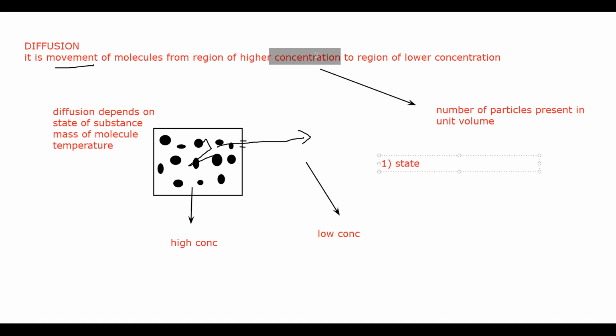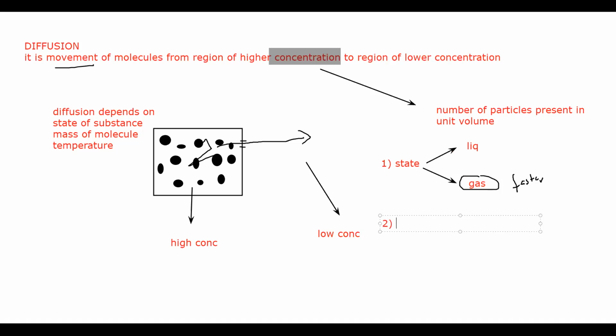If you have the state, solid does not diffuse, so you are having two options only, two choices. Either it can be a liquid or it can be a gas. Which one do you think will diffuse faster? Gas. Gases will diffuse faster because the particles are far away from each other, with weak force of attraction. So the rate of diffusion in gases is much faster as compared to that in liquids. In liquids diffusion also occurs, but relatively slower as compared to that of gas.